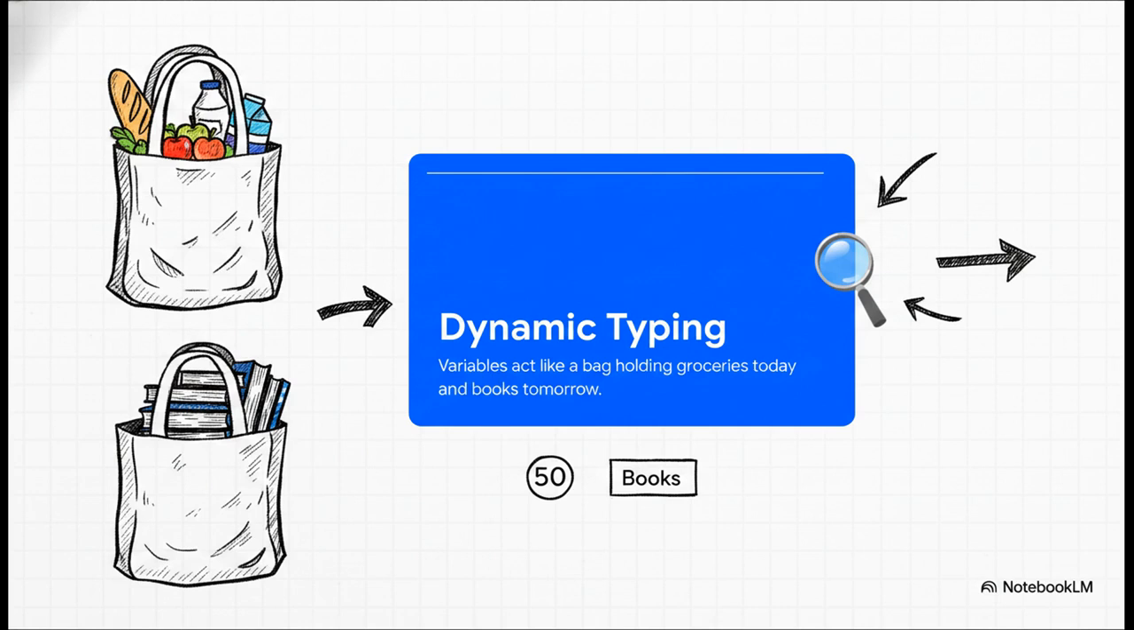Today, you might drop an integer into it, like the number 50. Tomorrow, you can just swap that out and put a text string in it, like the word books. Python seamlessly figures out the data type behind the scenes based completely on whatever value you just handed it.